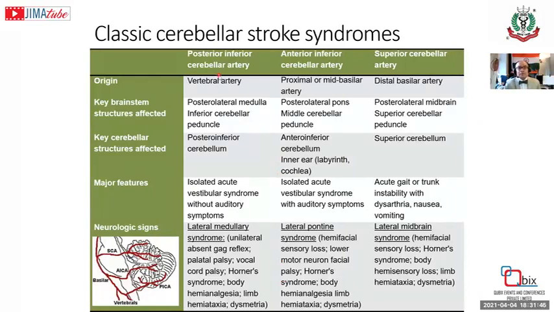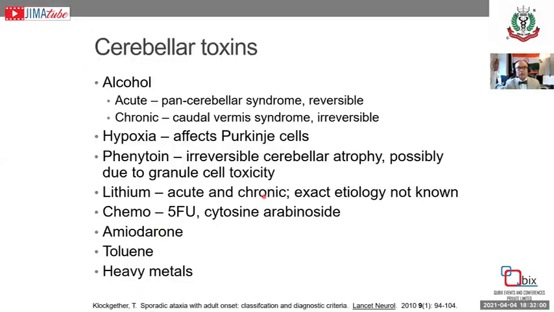I have just laid out the posterior inferior cerebellar artery syndrome, the anterior inferior cerebellar artery syndrome, and the superior cerebellar artery syndrome. You are all familiar with the clinical picture because that's the most common cause for cerebellar ataxias presenting acutely. Toxins, alcohol, acutely does cause a pancerebellar syndrome, which is reversible, but at times, even after discontinuation of alcohol, the individual continues to have progressive cerebellar syndrome. Hypoxia, carbon monoxide, hanging, strangulation, other metabolic toxins can give rise to cerebellar pathology, as can drugs like phenytoin that we use for epilepsy, or lithium, and chemotherapeutic agents, and glue sniffing, toluene, and heavy metals.